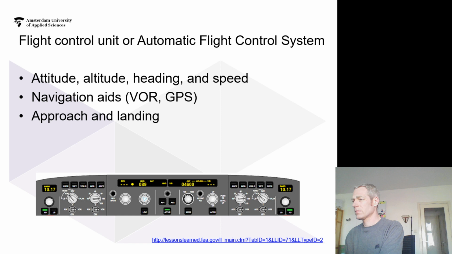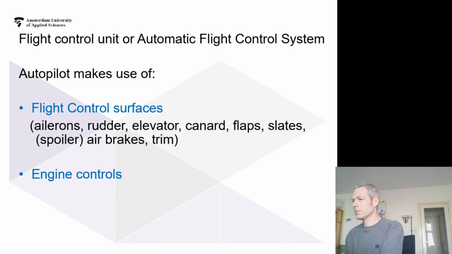Now, every system has a certain process, the speed, the altitude, the heading, the approach and landing, but it also needs actuators to make sure it does that. And the autopilot makes good use of the flight control surfaces, the ailerons, rudder, elevator. There are many different ones, and of course the engine controls. The autopilot can automatically engage the throttle. So we see that a system has a process, namely the altitude and speed, and it has actuators, such as the flight controls and the engines.